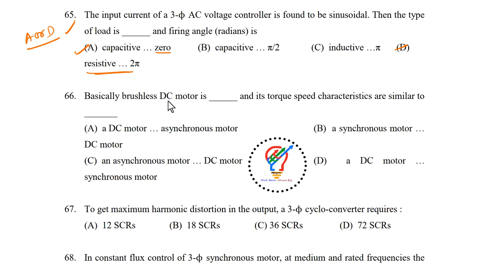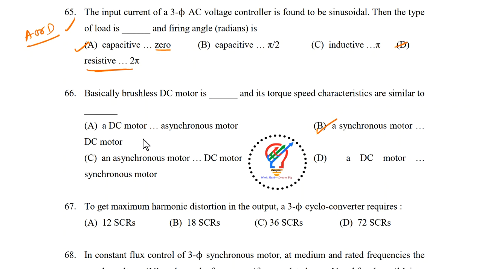Next one. Basically brushless DC motor is a dash and its torque speed characteristics are similar to dash. Nowadays you are using BLDC motors, brushless DC motors. These are nothing but synchronous motors, and they have similar characteristics to DC motors. So the answer is it's a synchronous motor and is equivalent to a DC motor here.